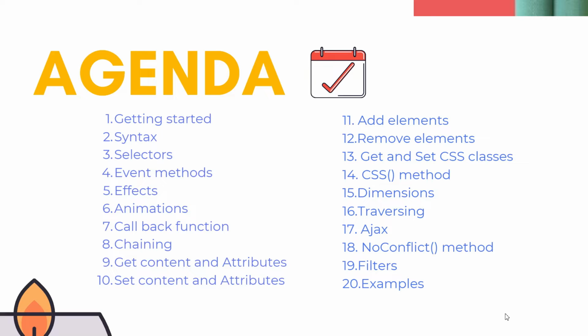And we have get content, meaning get content and attributes, set content and attributes, add element, remove element, and get and set CSS classes, in which we can add the classes. We have the CSS method, in which we add style to any of the HTML elements, and we have dimensions, traversing, and AJAX. In AJAX, we have the form methods, GET and POST. We have the noConflict method, the filters, and last we have the examples.